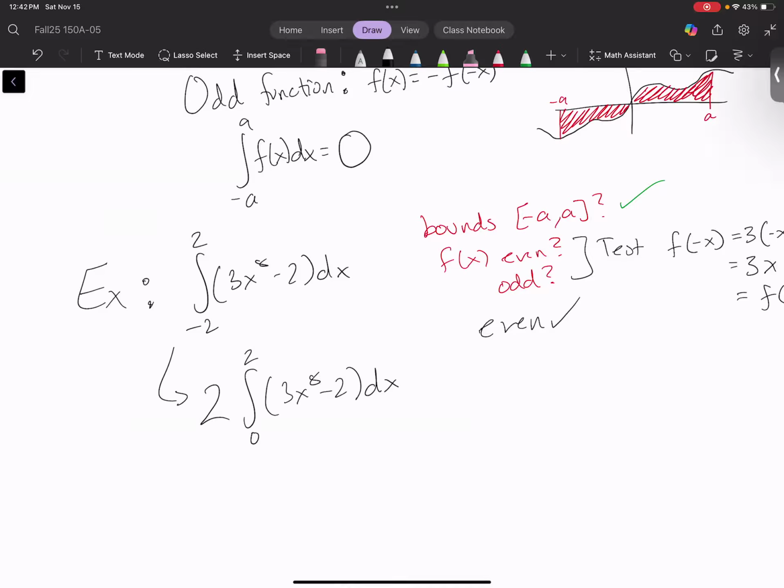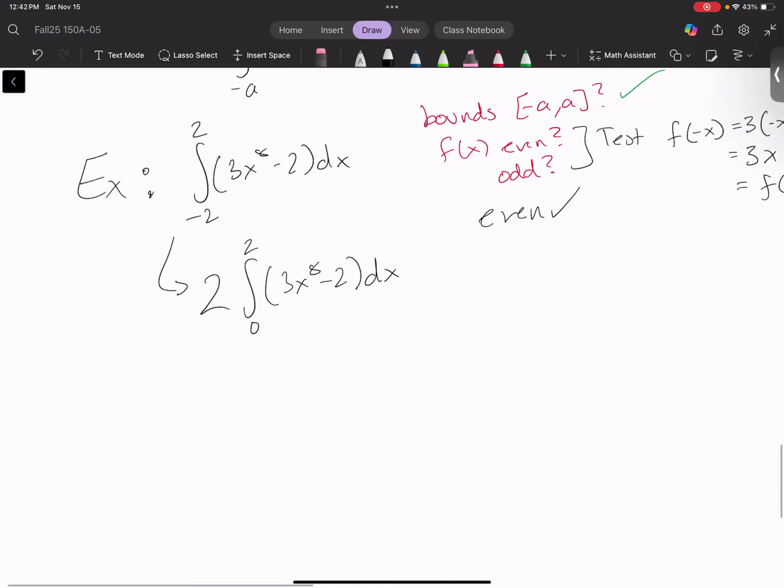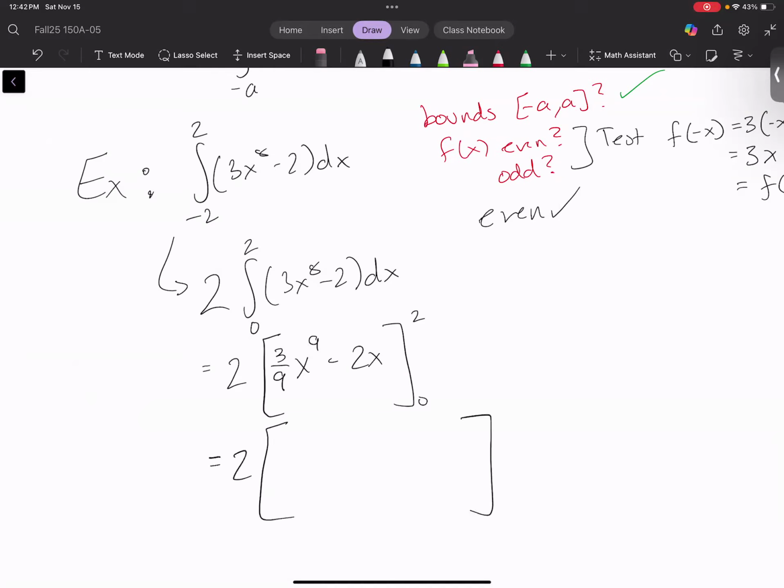Okay, and now we can just do it. The reason this one is useful is because you got a 0 in there, and usually 0 is helpful in evaluating integrals, right? So I have a 2 out front, and now let's do our antiderivative. I add 1 to the power, so I have 3 over 9, and then minus 2x. Then plug in my bounds. Well, if I plug in 0, I get 0, so I could just ignore that. I have 3 over 9, which is a third, times 2 to the 9 minus 2 times 2.